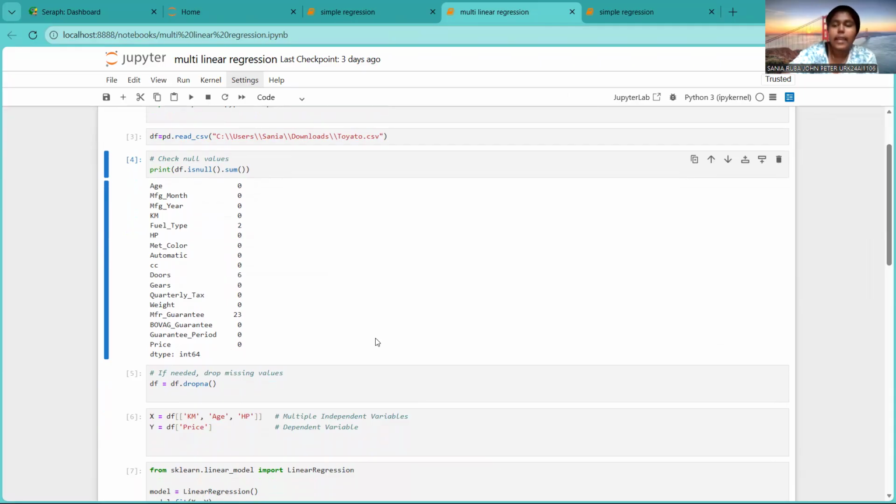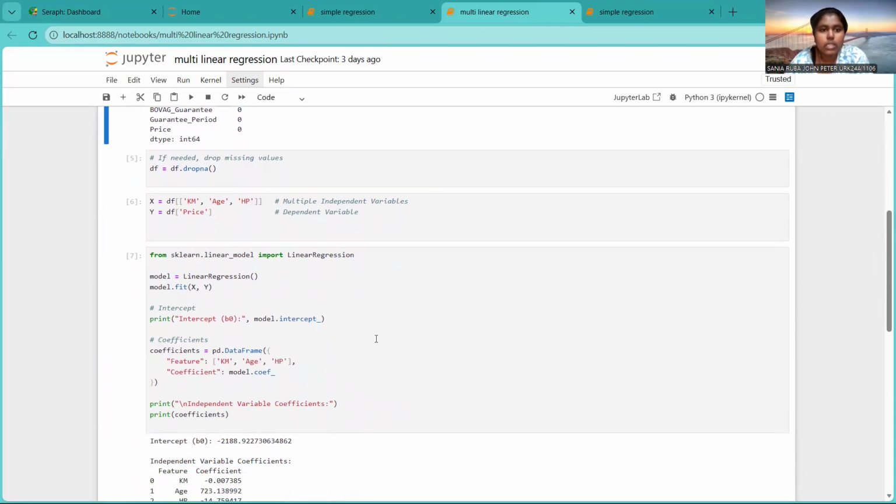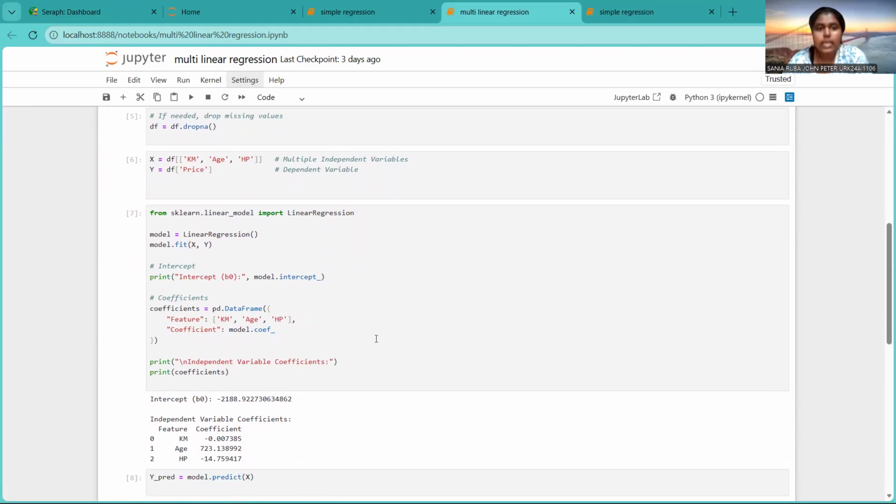Here we can handle them if necessary, because we have to remove the null values or unnecessary values in the data. After preprocessing, I'm choosing my independent and dependent variables. We can choose more than one independent variable, multiple independent variables. So I chose kilometer, age, and HP. I selected three independent variables and price as the dependent variable. So X1, X2, X3 are the independent variables and Y is our dependent variable.